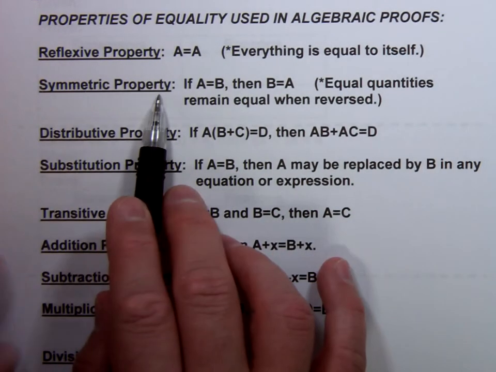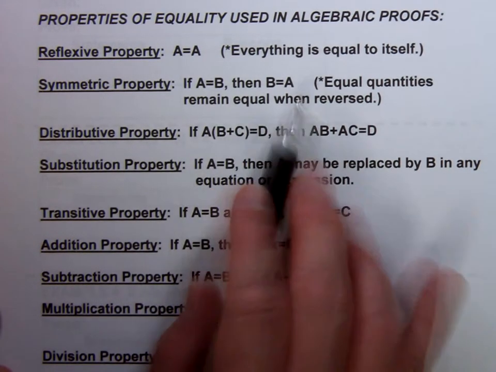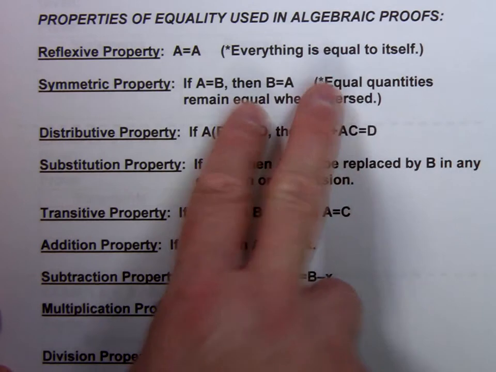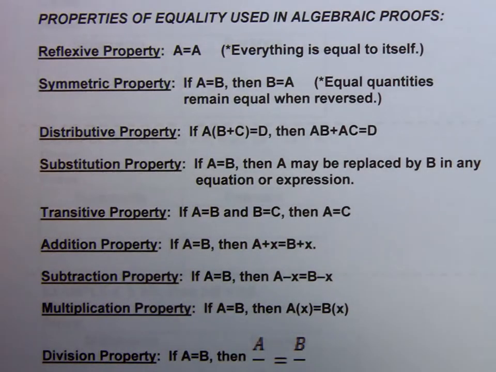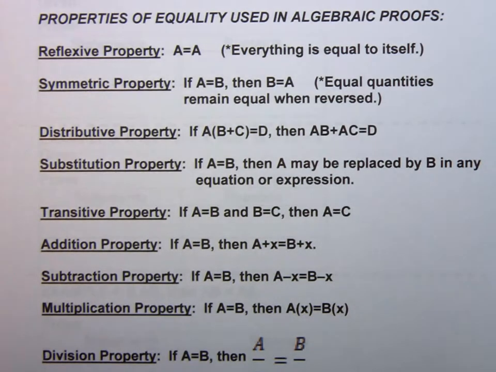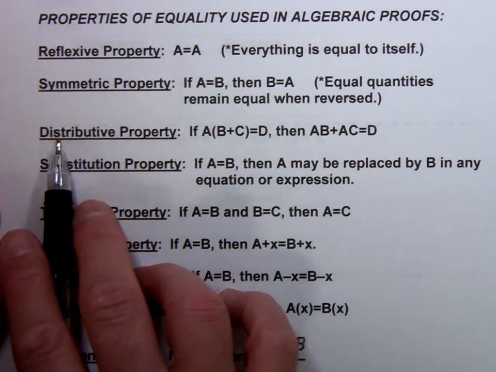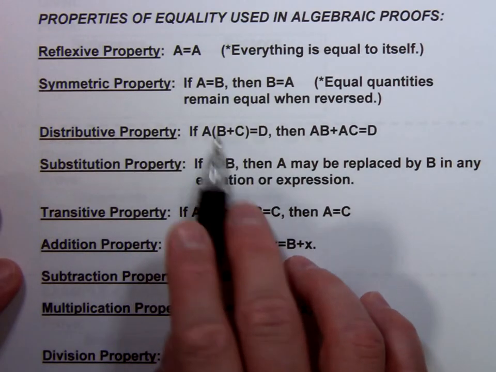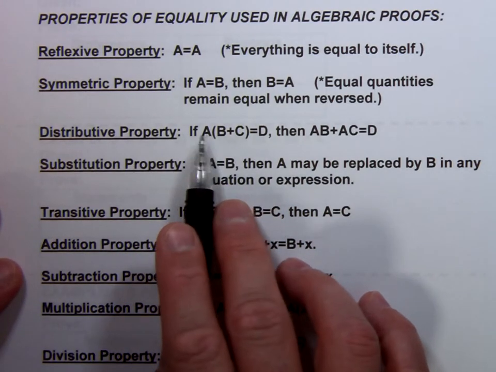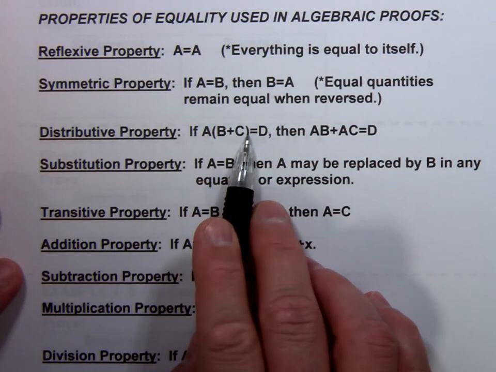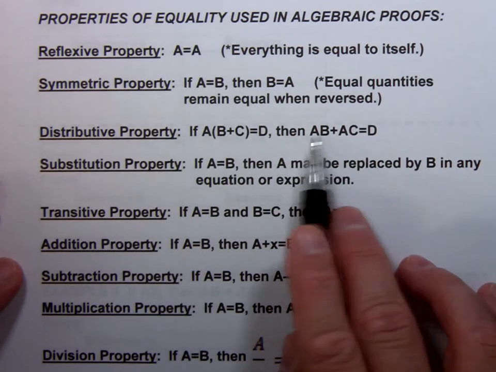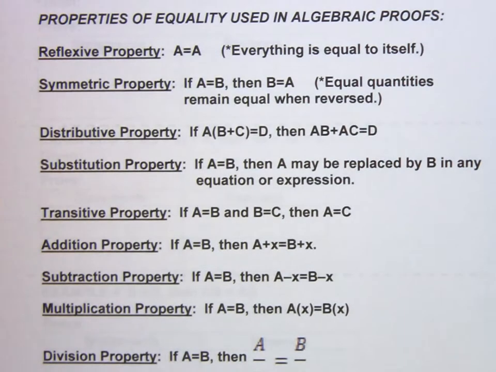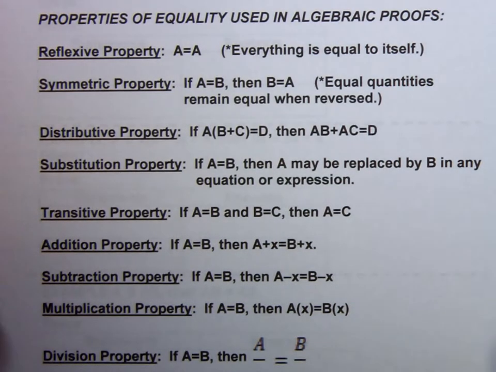The symmetric property, if A is equal to B, then B is equal to A. You can switch which side of the equation the two things are, and it's still true. That is the symmetric property that allows us to do that. So if I know 7 equals X, I can flip that around and say X equals 7 based on the symmetric property. The distributive property, if all of B plus C is being multiplied by A, we have to distribute that multiplication. So we do A times B and A times C. So we get AB plus AC equals D. So that's distributing, the distributive property.